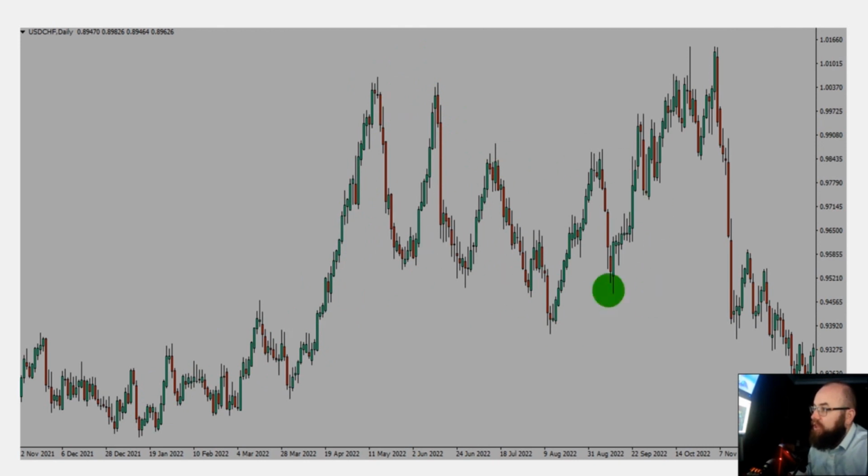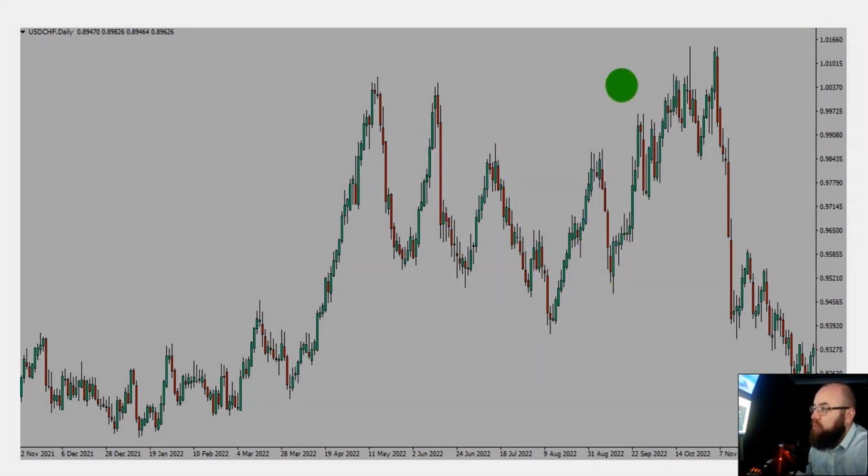We also have an inverted head and shoulder pattern here. This is probably the more clearer pattern out of all these charts. So we have a downtrend here, so we have lower highs, lower lows, we have a shoulder, a head, and a shoulder. So price is unable to swing lower. We have a higher swing low here. Forms the inverted head and shoulder pattern.